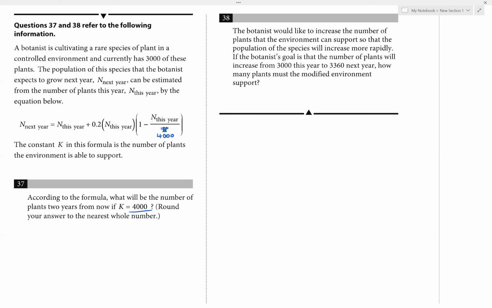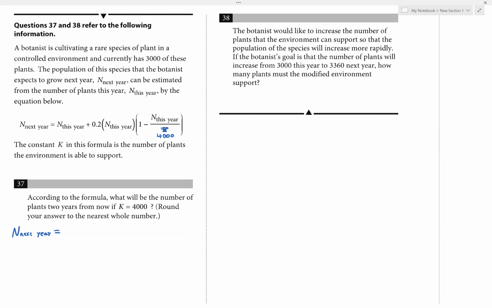But for this question, they want to know how many plants we have 2 years from now. So we had to use the formula 2 times. Not only do we solve for the next year, but we also solve for the year after that. So let's start with the first number, next year. Let me just label: the number that we get after we solve this represents the number for 1 year from now.